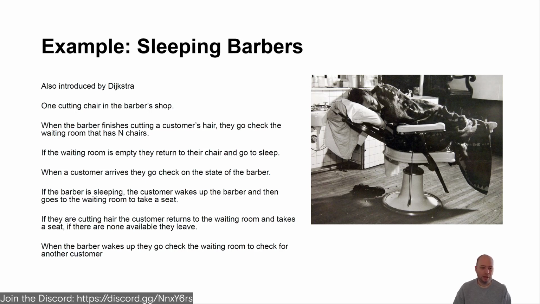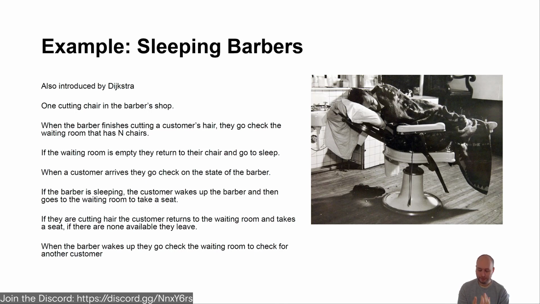Obviously, if there's a customer waiting, they would get up and go get their haircut. If a customer arrives, they go and check on the state of the barber. So they go into the barber shop. If the barber is sleeping, the customer wakes them up and then goes back to the waiting room and takes a seat. If the barber is cutting hair, then the customer goes to the waiting room and takes a seat. If there are no more seats left, they just leave. When the barber wakes up, they go and check the waiting room to see if there's another customer.